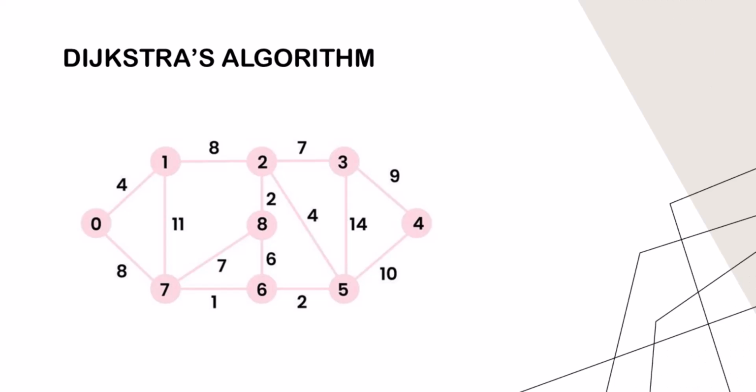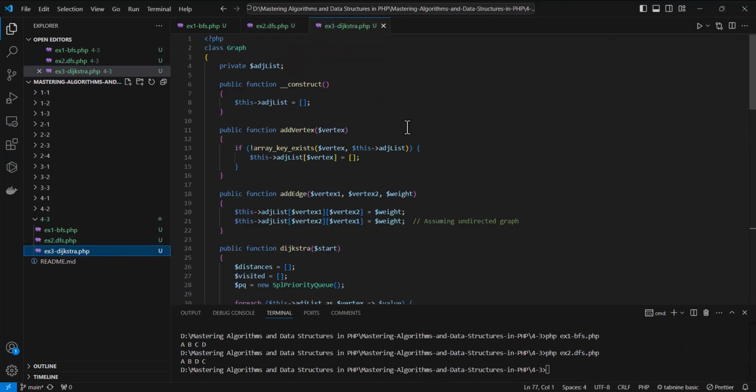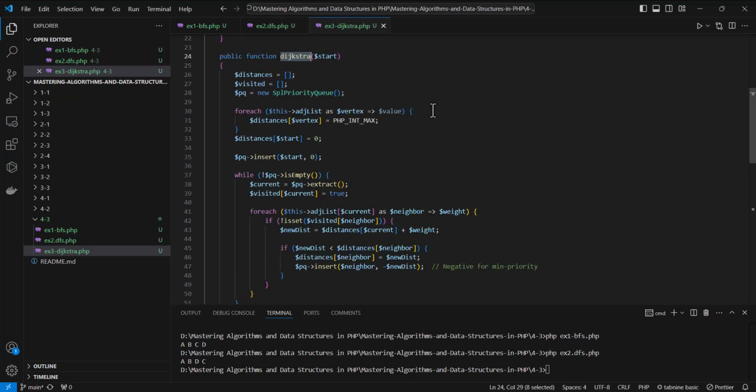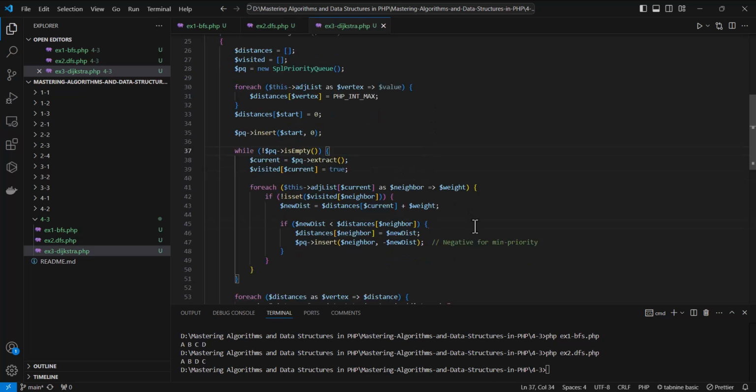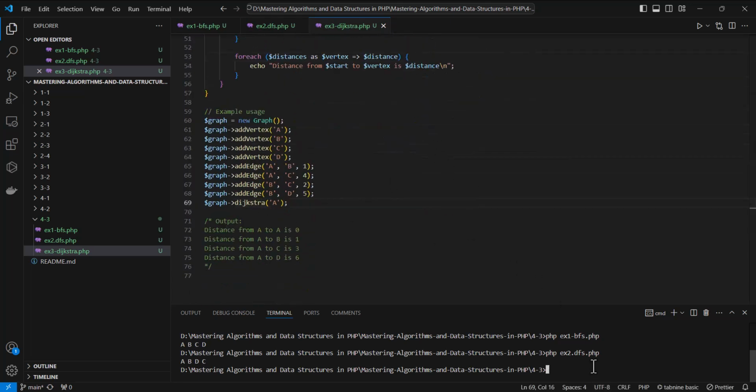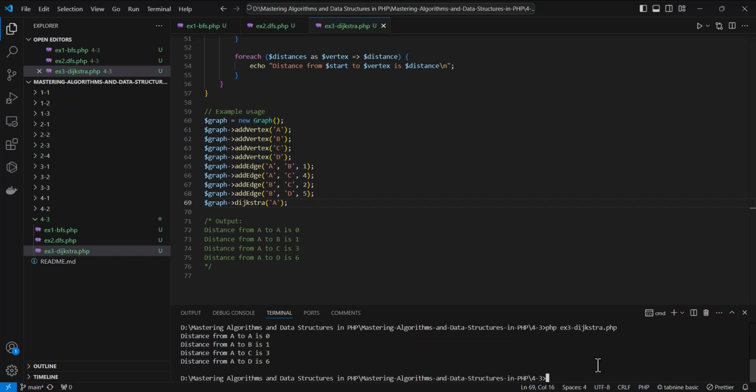Next, we have Dijkstra's algorithm. It's used to find the shortest path between nodes in a weighted graph. This algorithm keeps track of the minimum distance from the starting node to every other node, making it ideal for path finding in navigation systems or network routing. In this implementation of Dijkstra's algorithm, we use a priority queue to keep track of the next node with the shortest distance. The result is the shortest path from the start node to every other node in the graph.